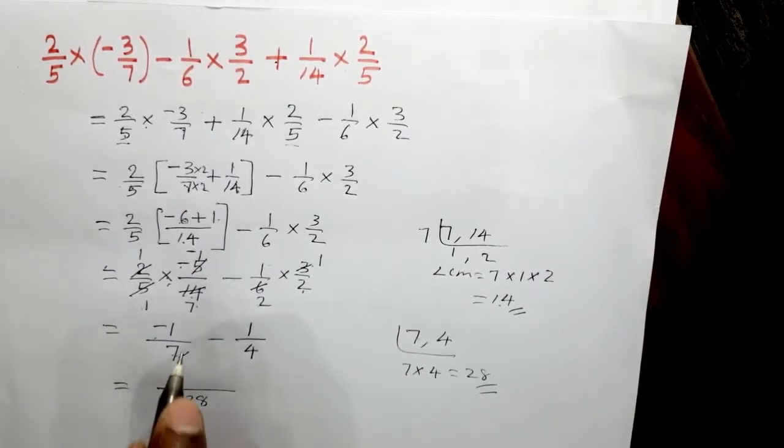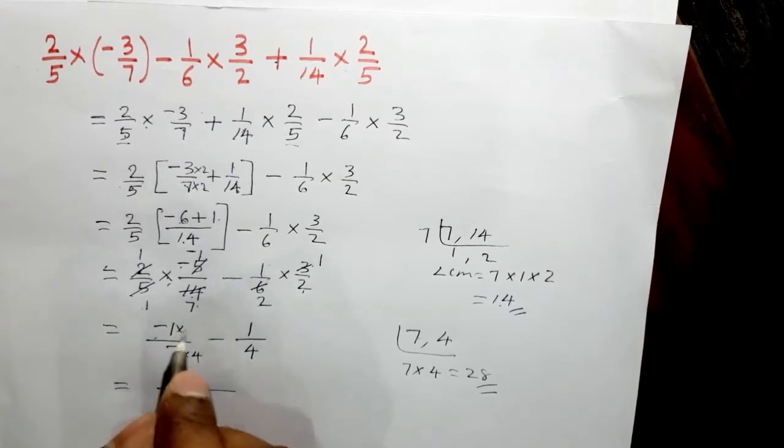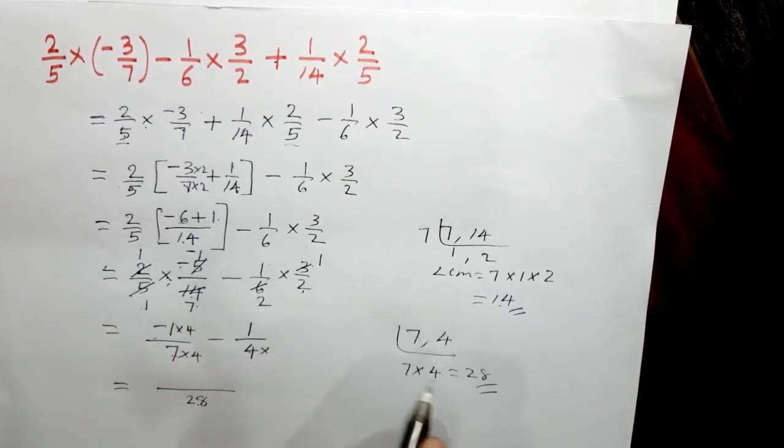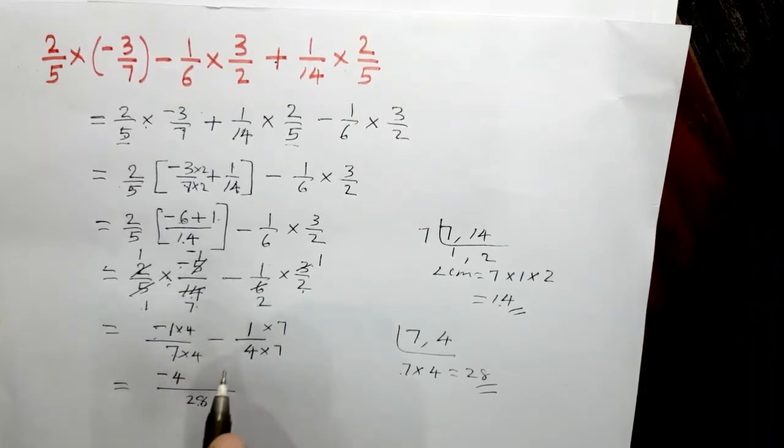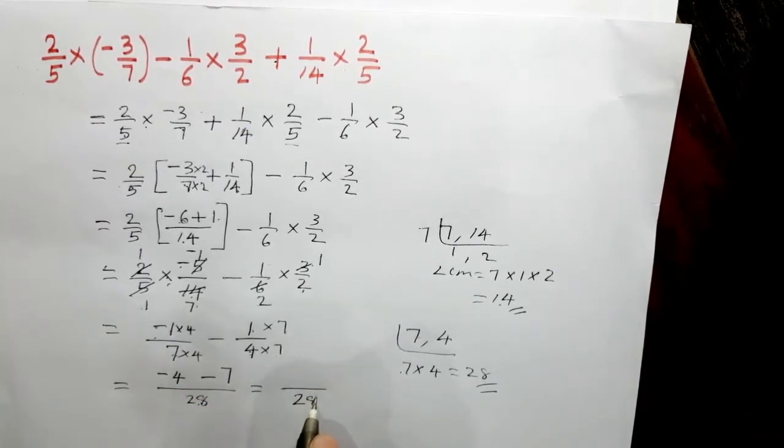Now 7 changes to 28 by multiplying 4 on both sides. Here 4 changes to 28 by multiplying 7 on both sides. So 1 into 4, 4, but negative symbol is there, so negative 4. Here 1 into 7, 7, so minus 7. 4 into 7, same denominator 28. Minus 4 minus 7 is equal to minus 11. So we got the answer minus 11 by 28. It cannot be cancelled, so it is the least form.